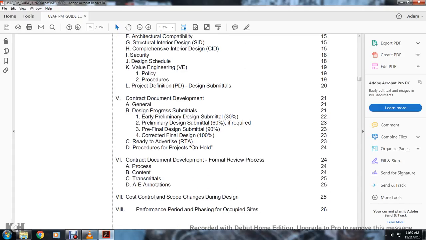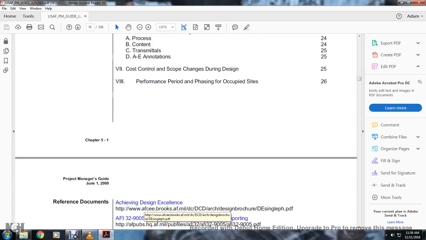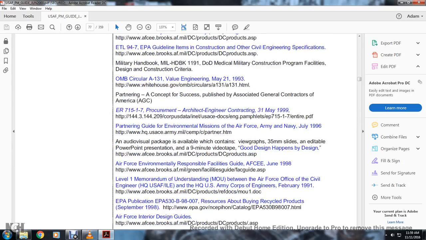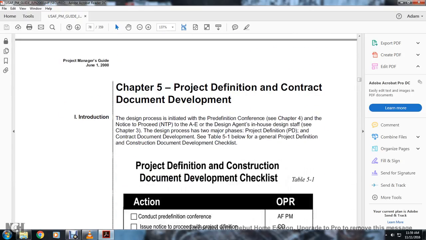Contract document development, formal review process, A&E notions, cost and scope control, changes during the design performance period, working on an occupied site, and recommended documentation. Chapter 5, Project Definition and Contract Documentation.